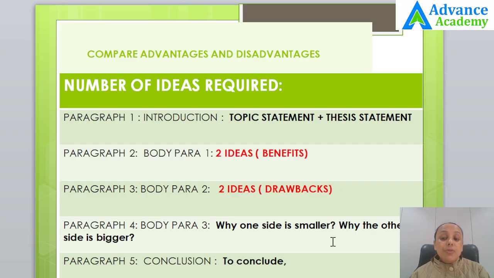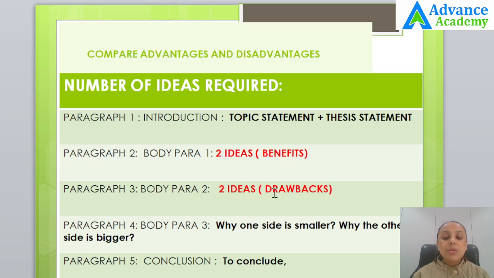Then if we think about how many ideas we need to think of in this kind of essay, of course you are going to think of more, think about 4 main ideas, 2 benefits and 2 drawbacks. For the body para 3, you don't need to think about any other idea, but you just need to answer these 2 questions: why one side is smaller. For example, if you decide to write that benefits are smaller, then in the body para 3 you must answer us with the reason why the benefits are smaller, and also you need to tell us why the other side is bigger, I mean why the drawbacks are bigger.